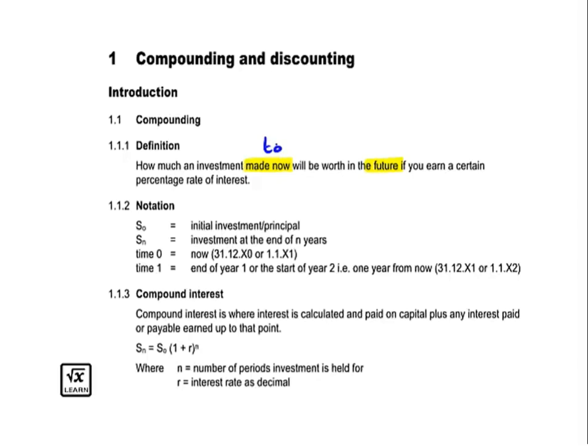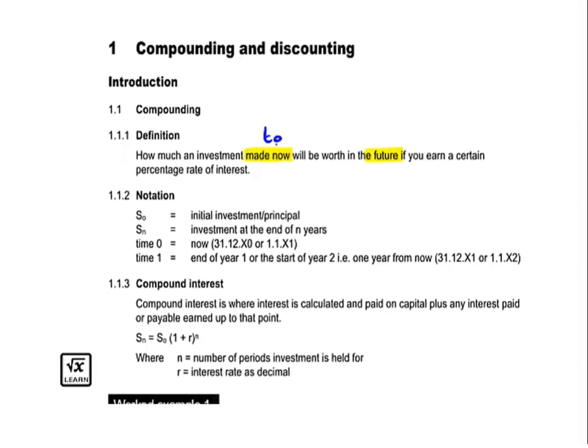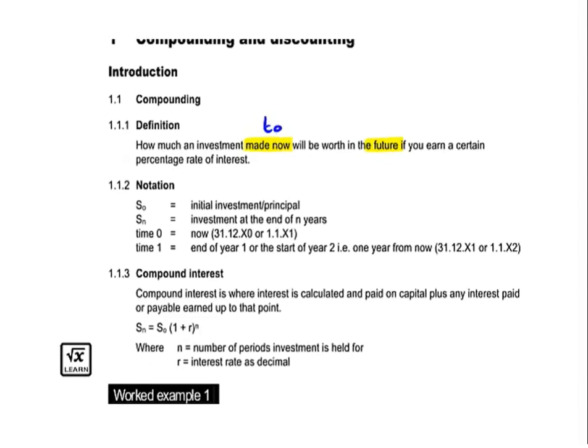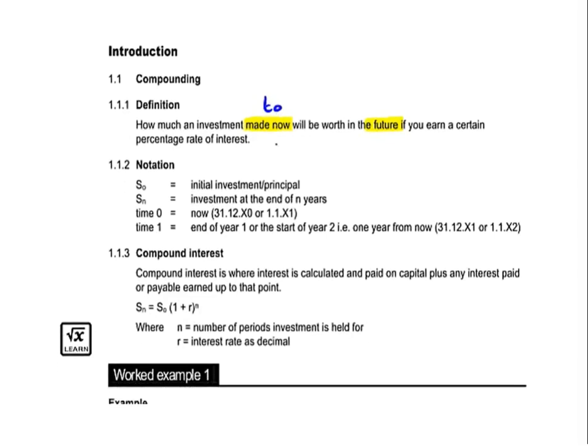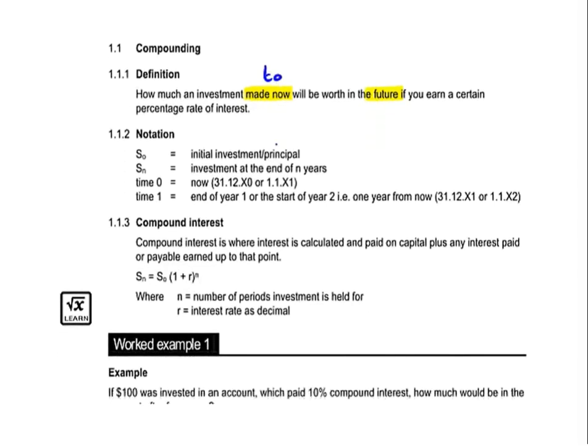And what we're looking at with compounding is thinking about how much the investment is going to be worth in the future. So we're looking at how much we're going to invest now multiplied by 1 plus the rate of interest to the power n. So we're looking then at what we call a compound rate of growth. That is the fact that you earn interest on your interest.